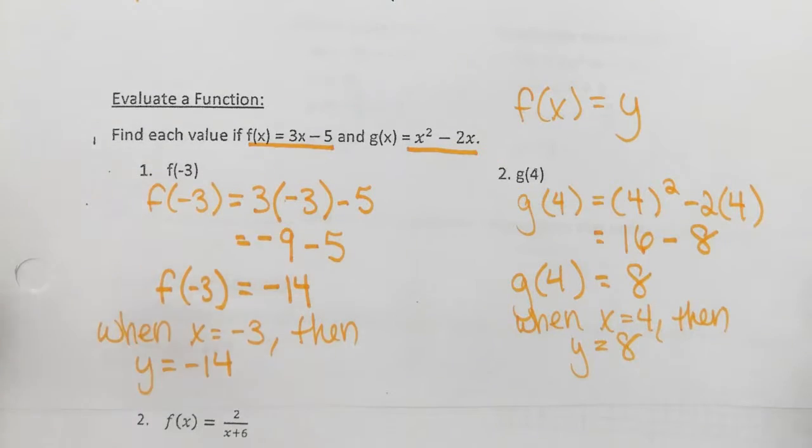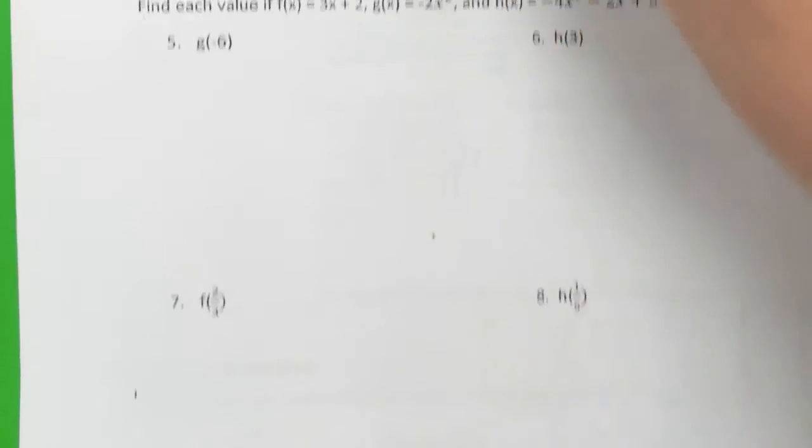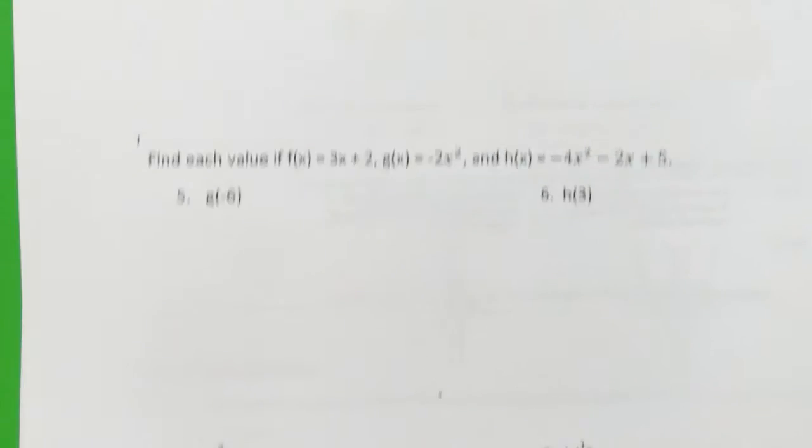Got it good? Y'all okay? All right. We got one more page to do. Where's my page 3 at? Oh, on the back. Here we go. All right. Here we go. Number 3.